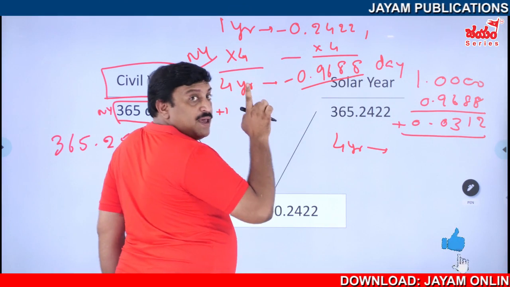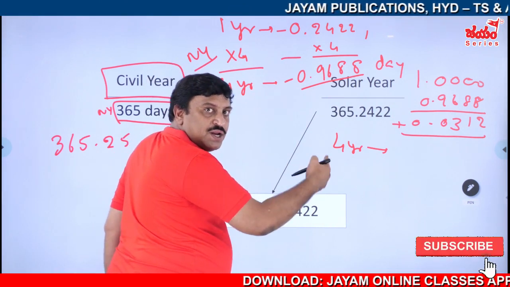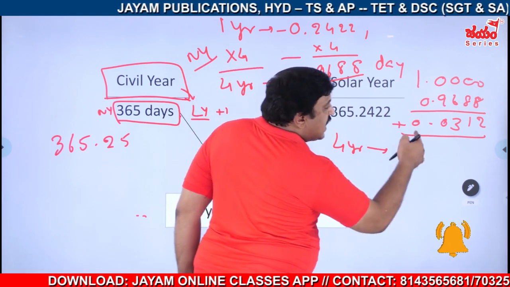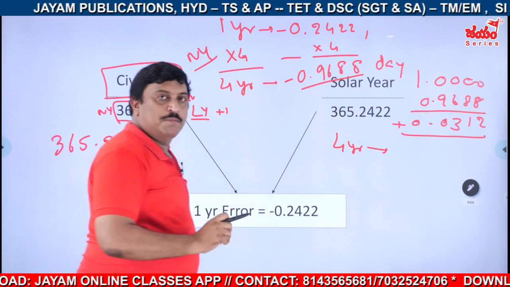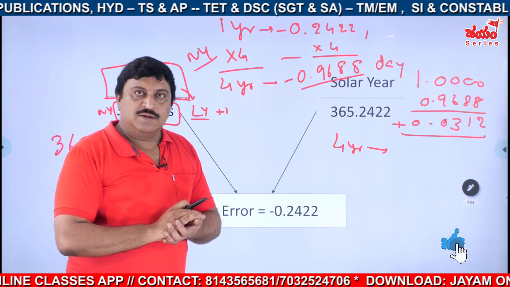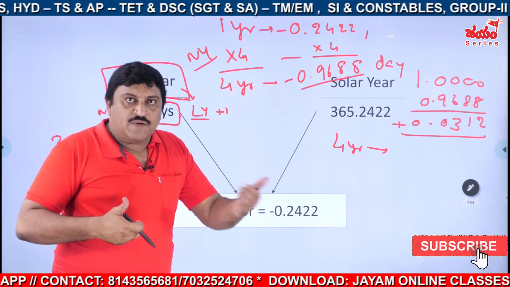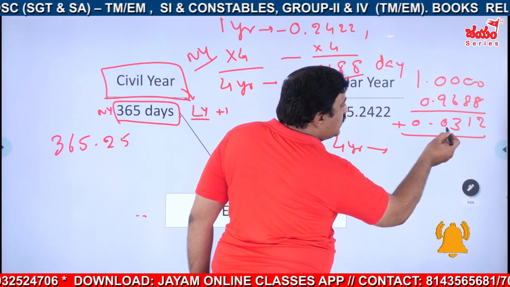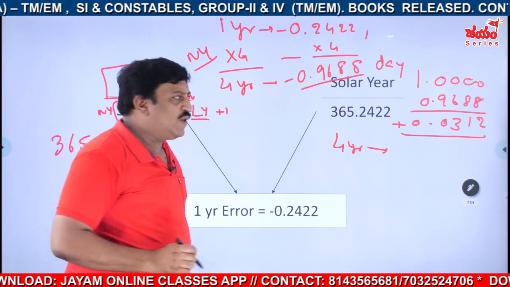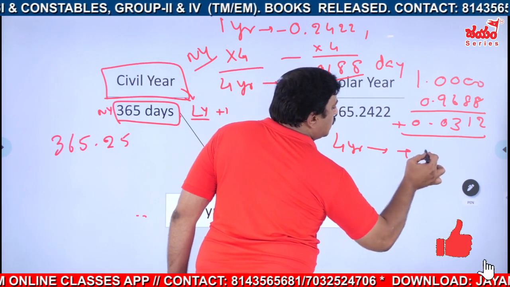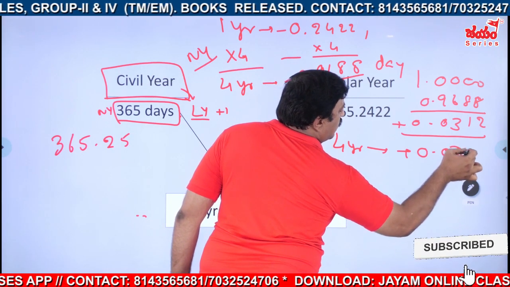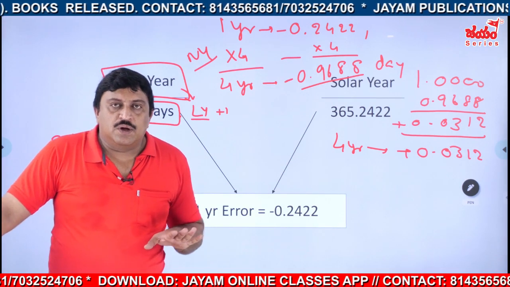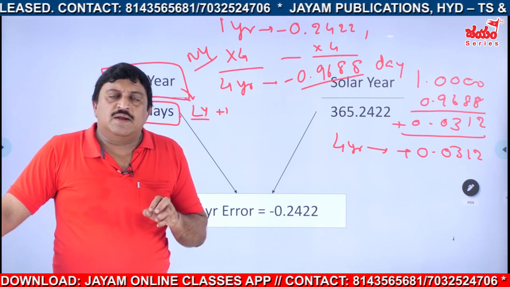This is the concept of leap year. Due to the leap year introduction by somebody, now the error has gone forward. They have added here. So how much excess? 0.0312. For every 4 years, they are in excess by 0.0312. Clear?